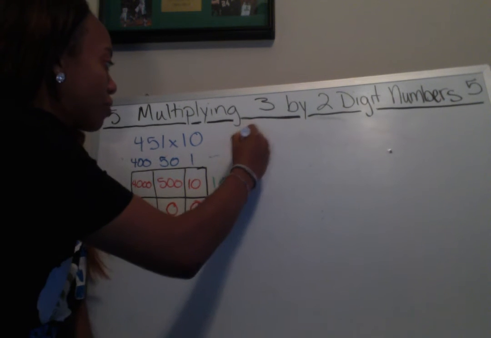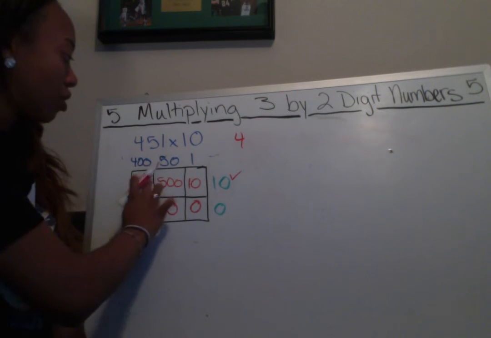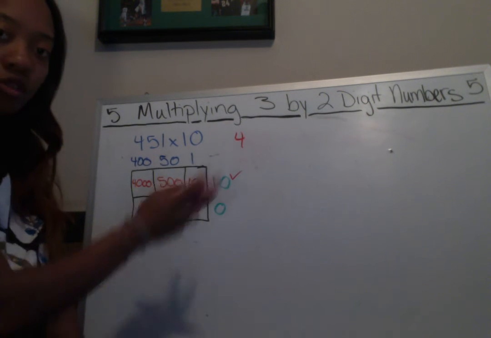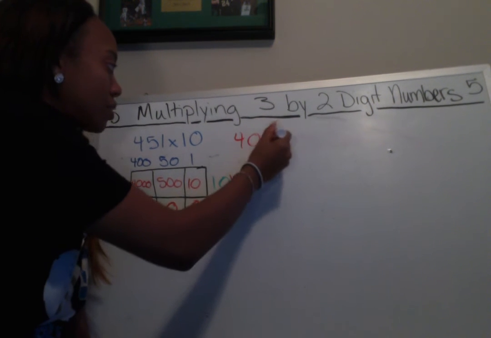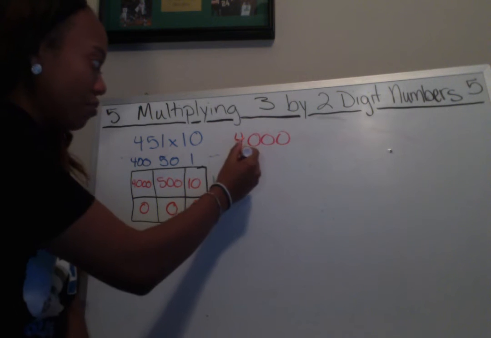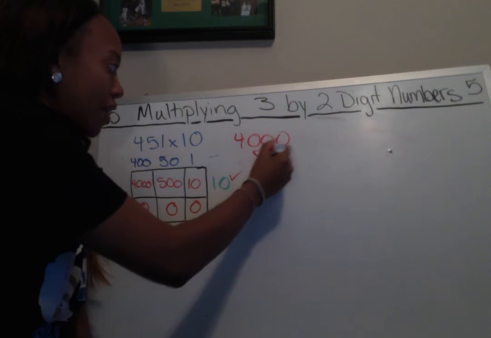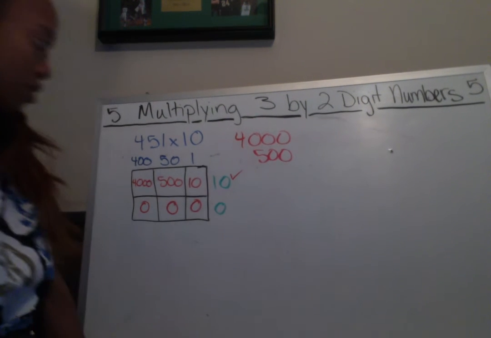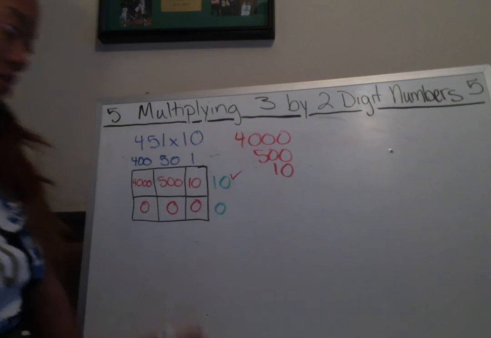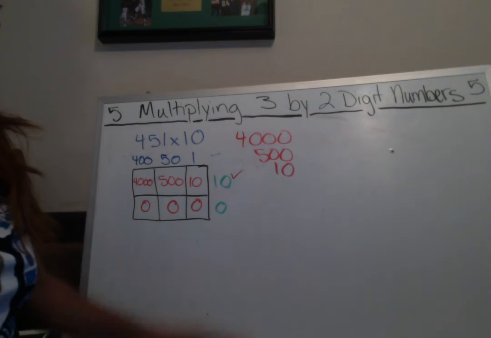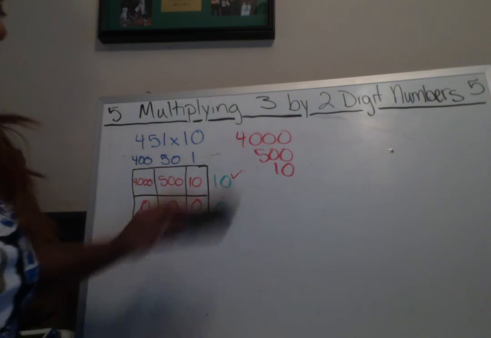So I'm going to do 4,000. You're adding up all what's in your boxes. So by looking at my color, I'm adding up all the red. 4,000. Make sure you line it up. 500. And then I have 10. If you are confused how to line it up, which I didn't do, always start from the ones place. So don't erase if you already have it.